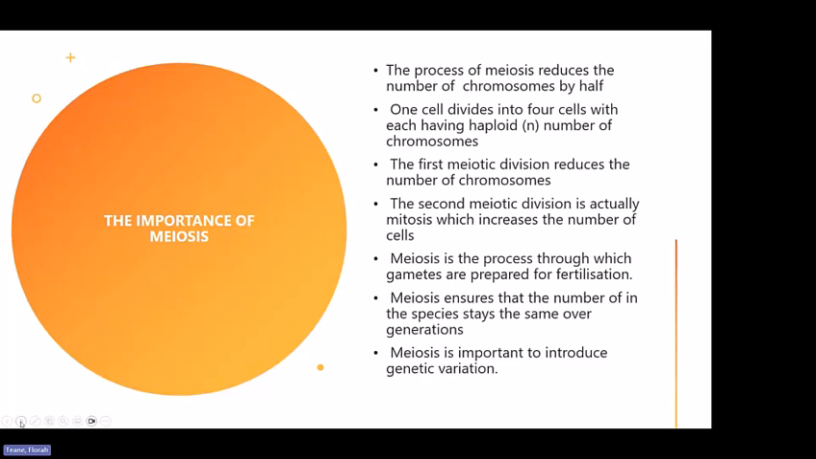One of the importance of meiosis is that this is the process that prepares the gametes or sex cells for fertilization. How are they being prepared? The number of chromosomes is being halved. So meiosis ensures that the number of chromosomes in the species stays the same over generations. And it is there to introduce genetic variation.